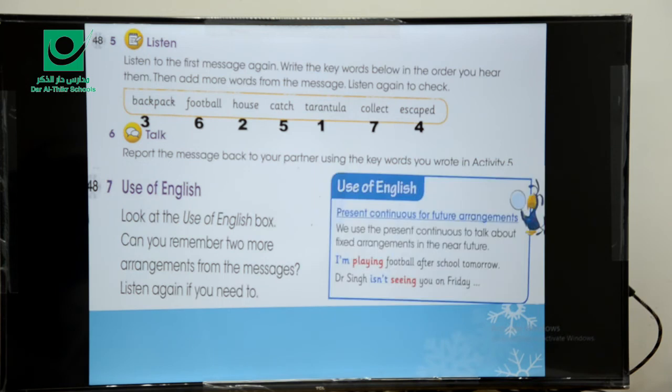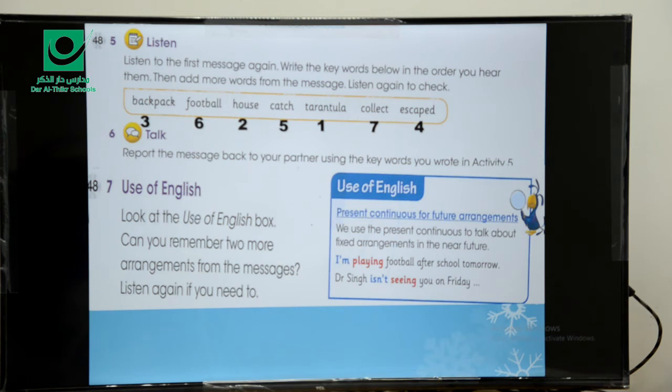Please look here. We studied, I think, 2 lessons before. We studied about the present continuous tense, but for things happening now. Today is the same tense, present continuous, but for future arrangements. You know, we can use the present continuous tense to talk about future arrangements.